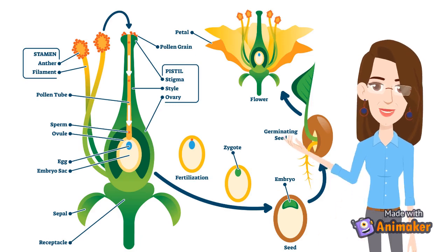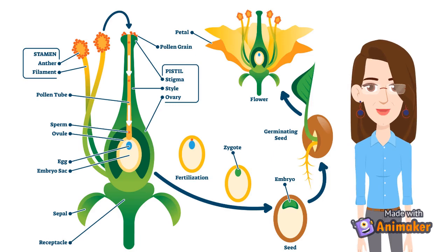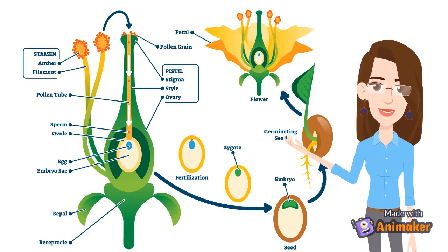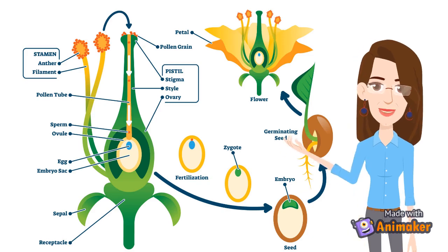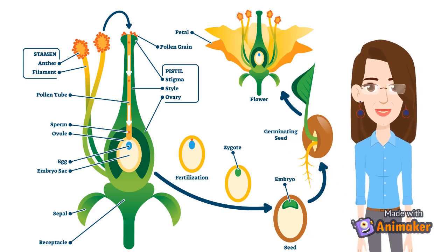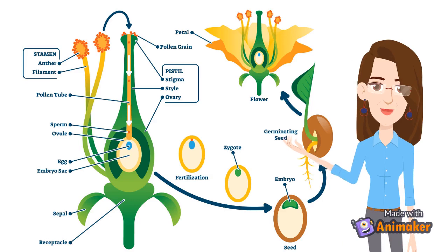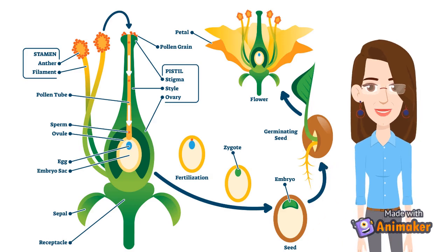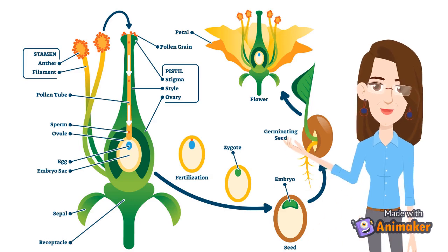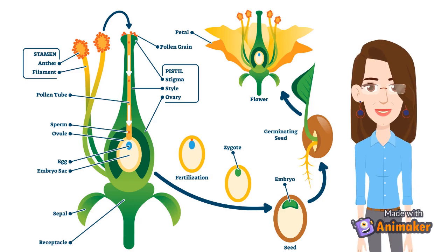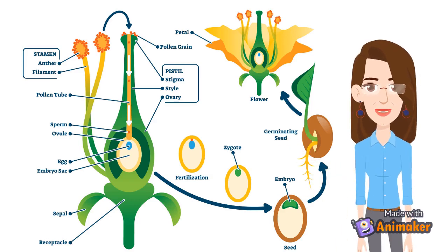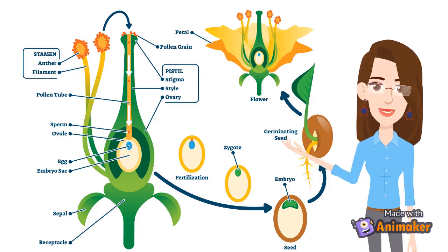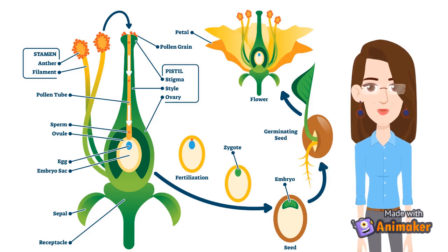After pollination, when the pollen grain reaches the stigma, it begins to grow a pollen tube that travels down the style to reach the ovule inside the ovary. The nucleus of pollen tube divides to form two male gametes. A male gamete or a male sex cell travels down the pollen tube and fuses with the egg cell.